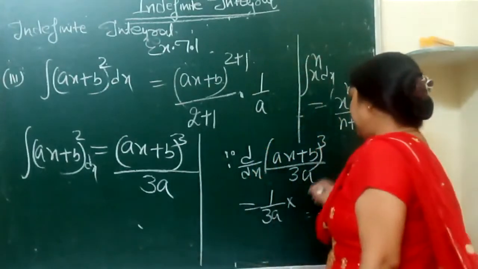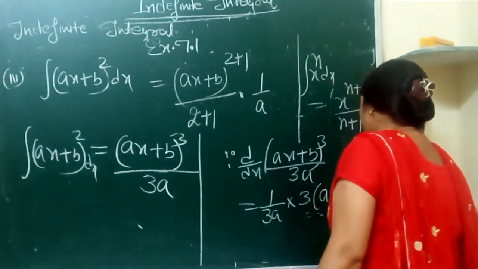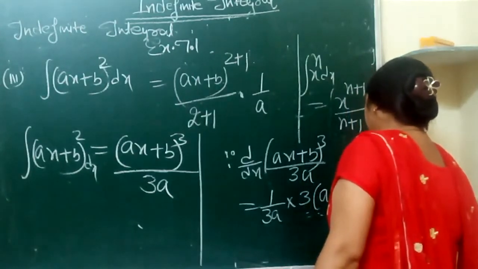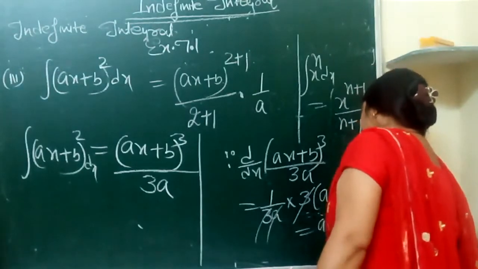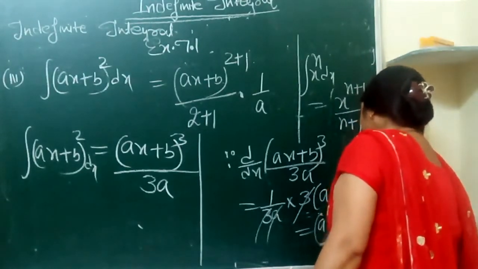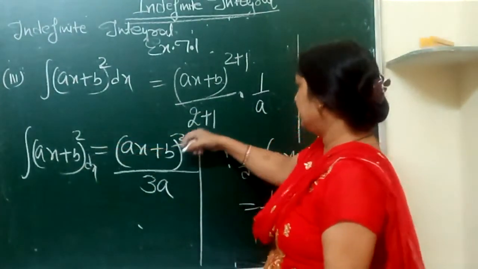So what is the derivative of this term? That is (ax + b)² into a. So 3 cancel, a cancel. What is left? That is (ax + b)². This one. So this is the solution of question number 3.